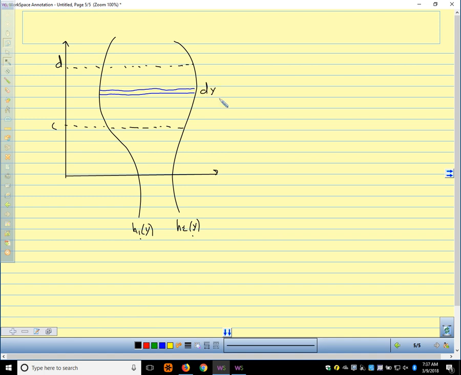And what we would do here is integrate, find the area of one rectangle, and then sum the areas of all those rectangles over the region. So here we say our area is the integral from c to d, the integral from h1 of y to h2 of y, dx dy. And our order of integration is the opposite.